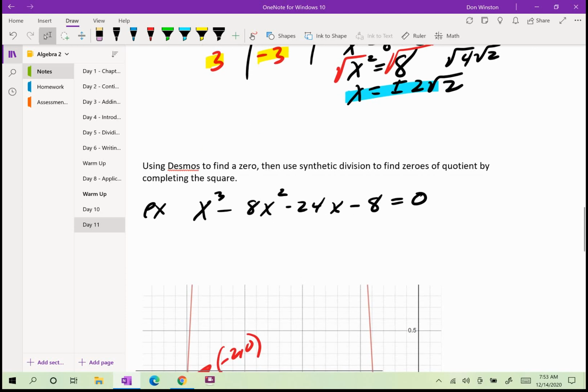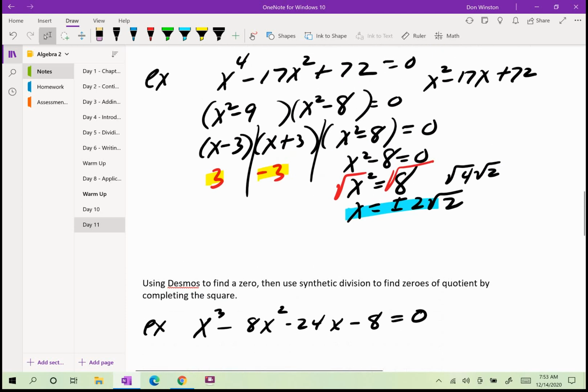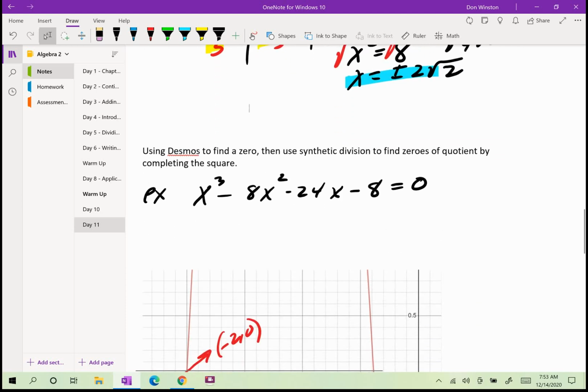All right, and now let's look at the last case. Using decimals to find a zero, then using synthetic division to find the zeros of the quotient by completing the square. So here I have x cubed minus 8x squared minus 24x minus 8. There's no way I'd be able to factor that by grouping.